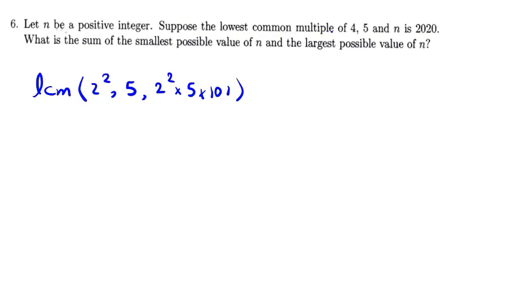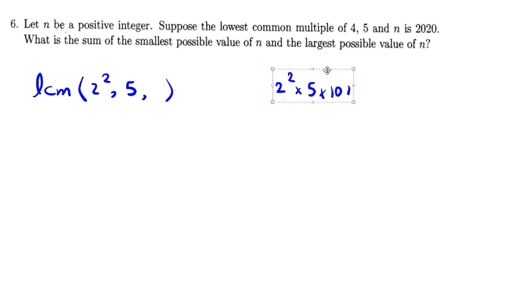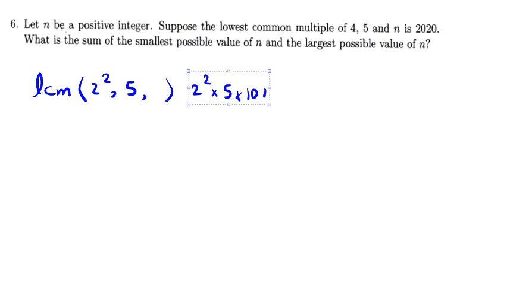It says lowest common multiple. Oh, sorry. It is for the answer. The answer is this. So let me take it here. Okay. The LCM of 4, 5, and n equals this. So n, let's see, can have 2 to the power of alpha, 5 to the power of beta, and 101. It should have 101 to the power of gamma.